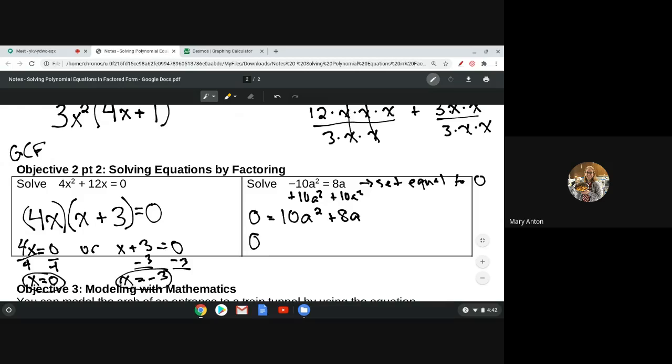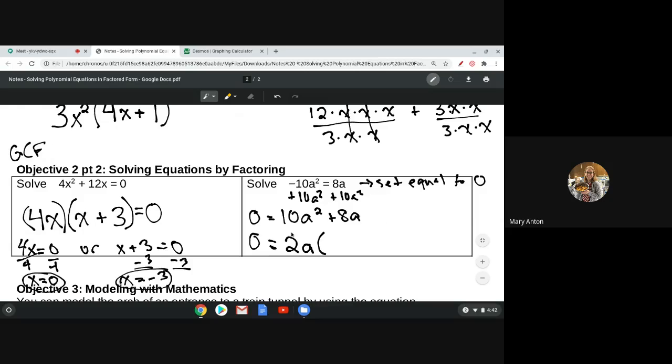All right, now let's factor this 10a squared plus this 8a. So what's the greatest common factor between 10 and 8? Well, that's 2. And then how many a's can we factor out? We have 2 here and only 1 here. So since this one only has 1, we can only factor out 1a. So we can factor out a 2a.